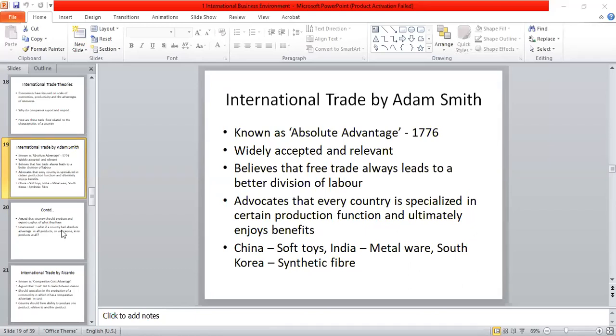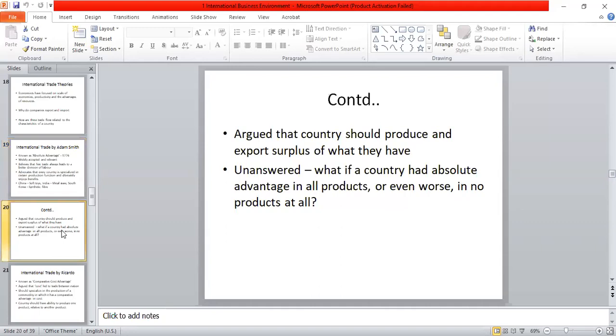Let me continue to the next. There is an argument that a country should produce and export the surplus of what they have. Whatever surplus is there, it is not necessary that it should be consumed within the country. It can be given to another country, meaning it can be exported. Okay, fine. If there is a surplus, we can export.